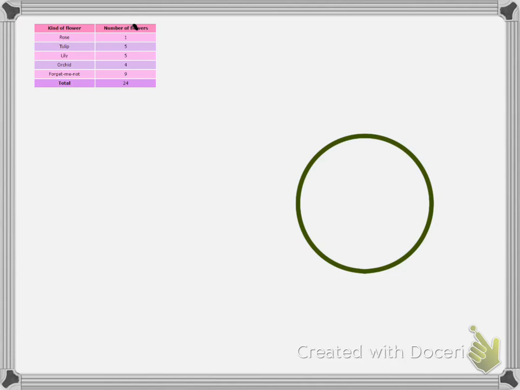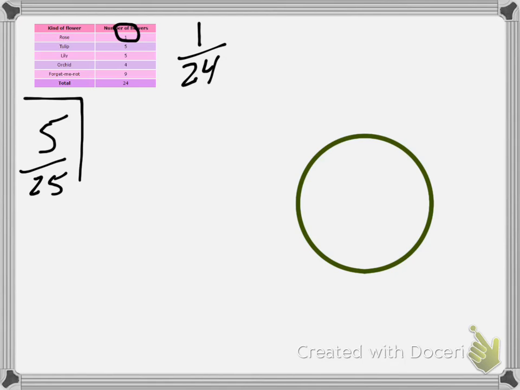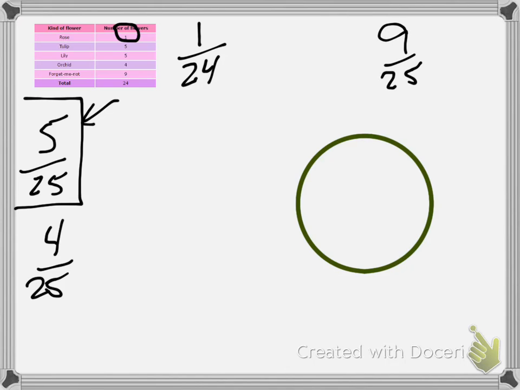Well, that's pretty simple. One of the responses out of 24 was Rose. 5 out of 24 was Tulip, and luckily Lily is the same thing, so I'm only going to do that once right here. This is going to represent the numbers that I need for Tulip and Lily. 4 out of 24 was Orchid, and 9 out of 24 was Forget-Me-Nots.